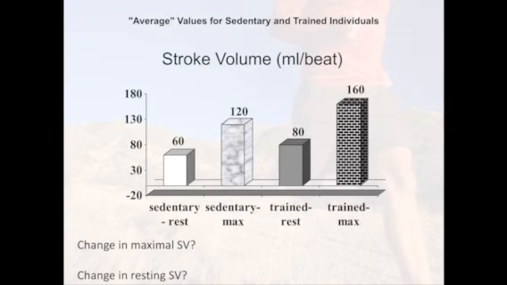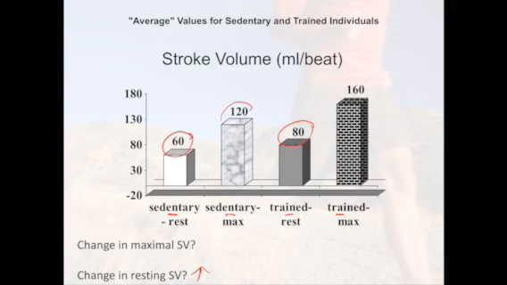Okay, so next let's look at stroke volume. All right, we just kind of already talked about this with the other two, but these would be those same things. We got someone who's sedentary at rest and max, someone who's trained at rest and max. Here's stroke volume at rest, sedentary rest, trained rest. We see a 20 mil increase in resting stroke volume. Okay, so that one definitely goes up.